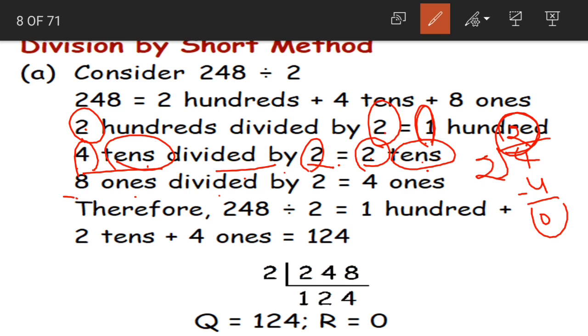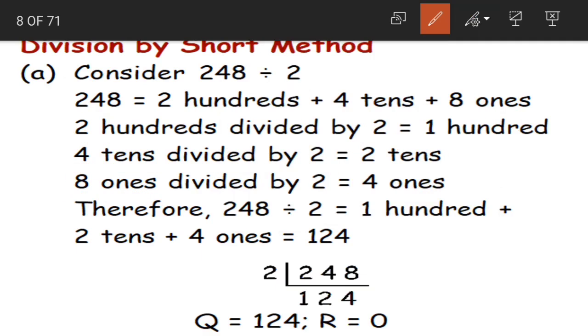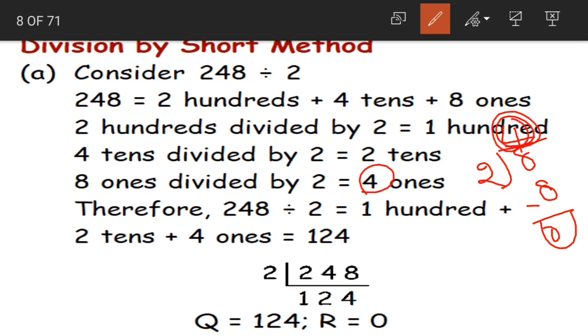Coming to 8 ones. 8 ones divided by 2. Now again ones will be written in the answer as it is. 8 divided by 2. We know that 2 fours are 8. When we subtract, 0 will be our remainder. So what is our answer? 4. So 8 ones divided by 2 is equal to 4 ones.